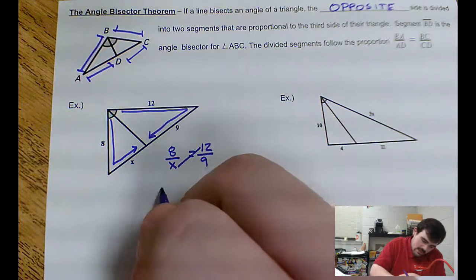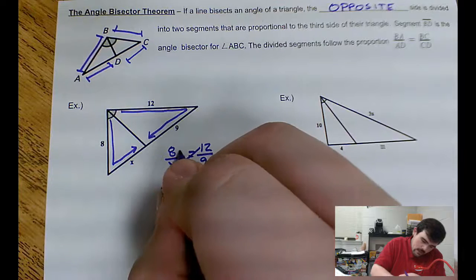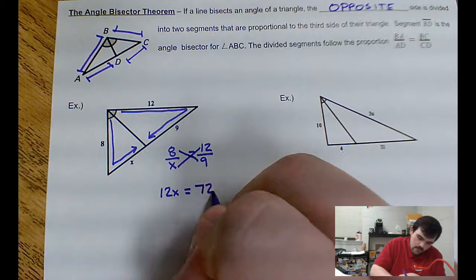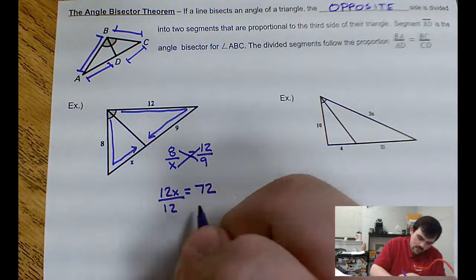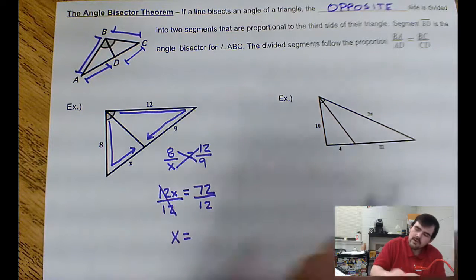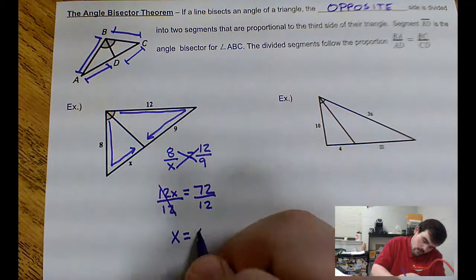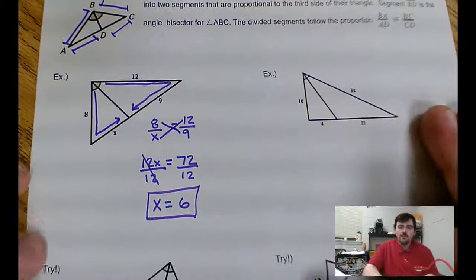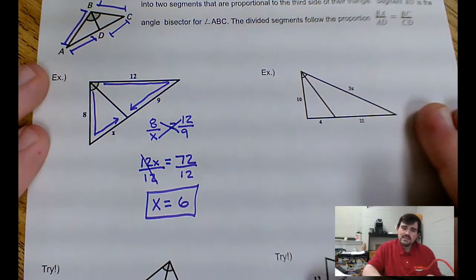We've got 12 times x is 12x. 8 times 9 is 72. If I divide by 12, I believe I'm going to get 6. Is that right? Yes. X equals 6. Okay? You can double check. 8 over 6 is the same thing as 12 over 9.